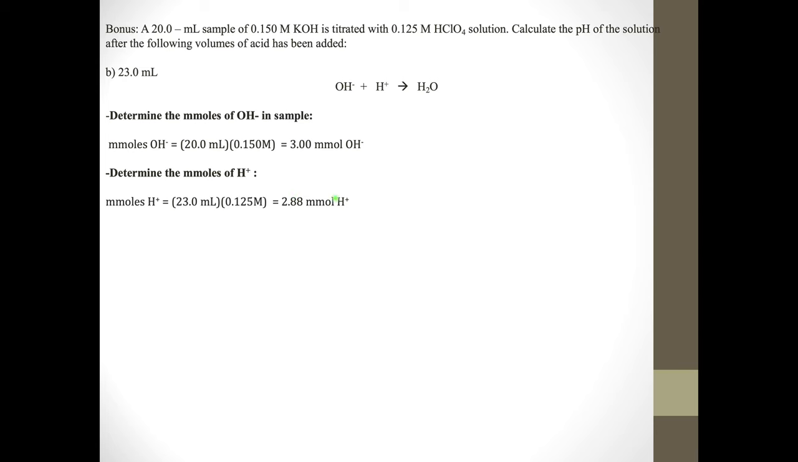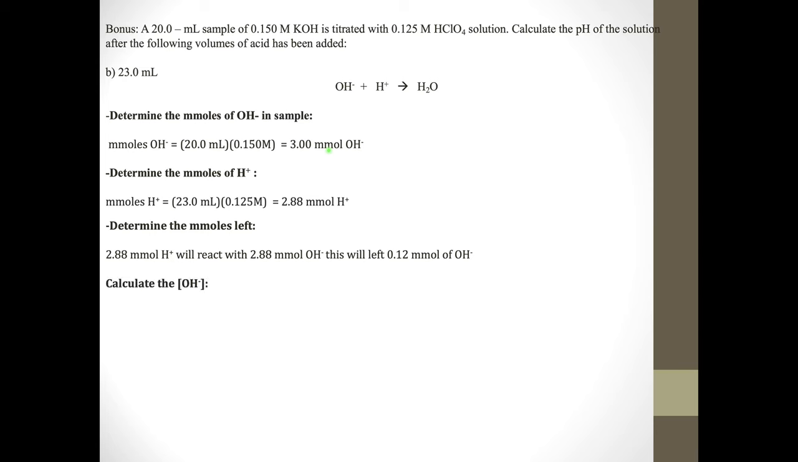Now we need to know how much we are left of any of those. So we have 2.88 of this that react with 2.88 of the hydroxide, and we have left 0.12 of the hydroxide ion because we have more of the hydroxide ion in solution. And because of that, we need to calculate now the concentration of OH. So we have 0.12 millimoles that are left because 2.88 react with the 2.88 of the hydronium ion that we add here. So 0.12 divided by 20 milliliters of the sample and 23 that we add here. So it's going to be 0.12 divided by 43, which is equal to 0.0028 molar. This is the concentration of OH.